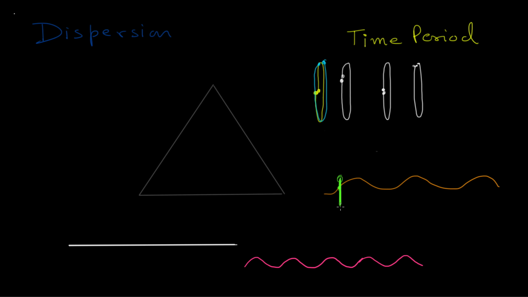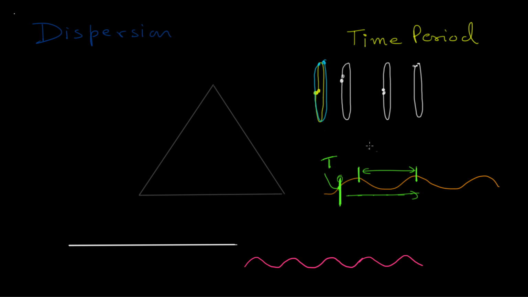So the time in which it completes one round is your time period, and in this time the disturbance could go how much forward is called one wavelength. Is that clear? Yes, sir. It happens to be like if you take it from peak to peak, okay?